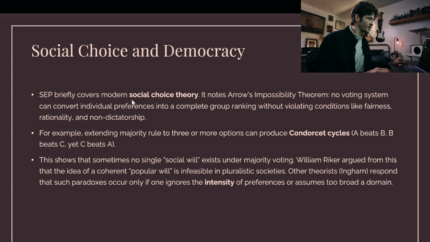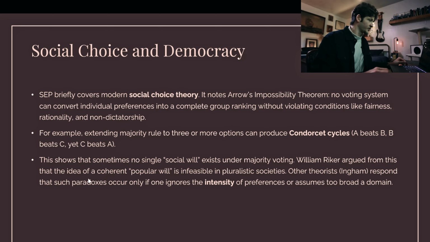The SEP briefly covers modern social choice theory. It notes Arrow's impossibility theorem: no voting system can convert individual preferences into a complete group ranking without violating conditions like fairness, rationality, and non-dictatorship. For example, extending majority rule to three or more options can produce Condorcet cycles: A beats B, B beats C, yet C beats A. This shows that sometimes no single social will exists under majority voting.